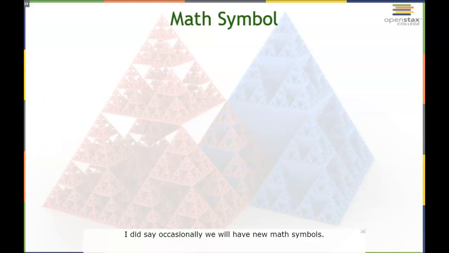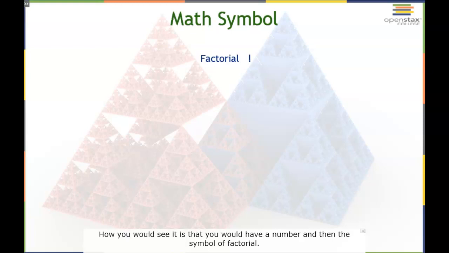I did say occasionally we will have new math symbols. Well, we've run into one. We need factorial, which looks like an exclamation point. How you would see it is that you would have a number and then the symbol of factorial. What this means is whatever that number is, you're going to multiply that number and every integer below it down to 1. So if you have 3 factorial, it would be 3 times 2 times 1. If it's 5 factorial, it's 5 times 4 times 3 times 2 times 1. It's a shortcut way of writing that.